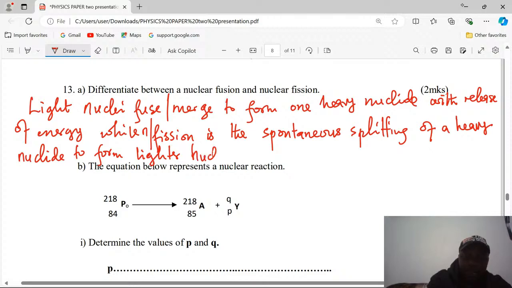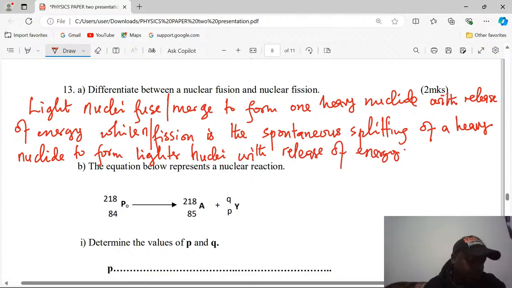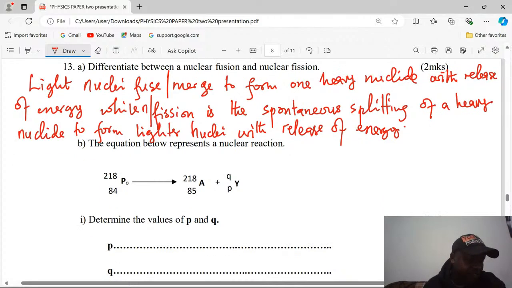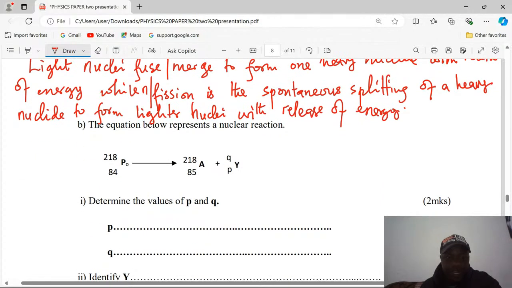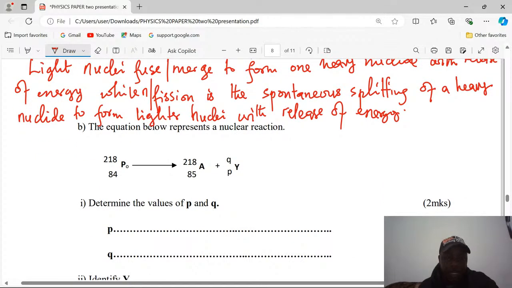Lighter nuclei with release of energy. Again, with release of energy. In both processes, a lot of energy is released. A lot of energy is released. Part B, the equation below represents a nuclear reaction.